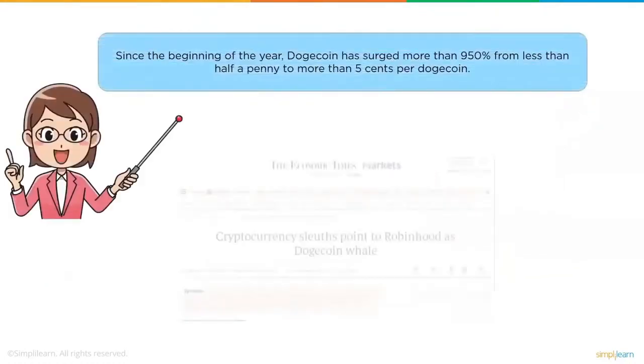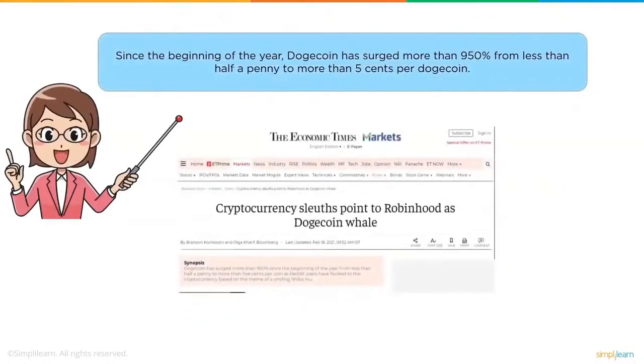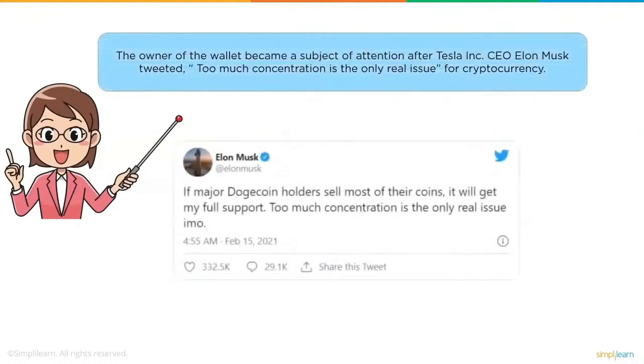Since the beginning of the year 2021, Dogecoin has surged more than 950% from less than half a penny to more than 5 cents per Dogecoin. Then Elon Musk, CEO of Tesla Incorporation, took his interest in it and tweeted, "Too much concentration is the only real issue for cryptocurrency, making the owner of the Dogecoin wallet a subject of attention."